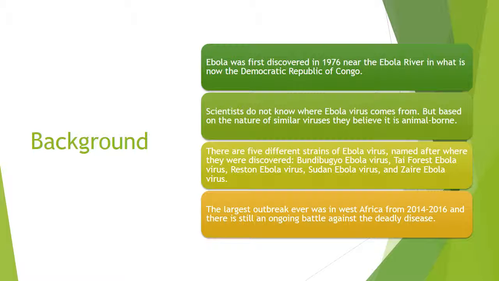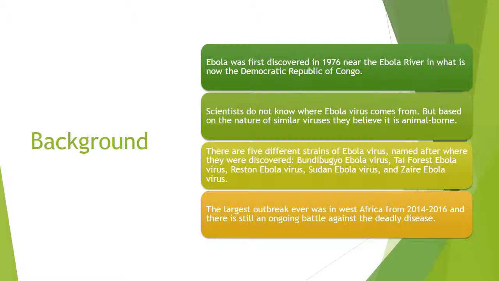Although scientists do not know exactly where the Ebola virus started, they believe that it originated from animals. Of these animals, the most closely related that they think it originated from is bats and monkeys. There are 5 different strains of the Ebola virus, as you can see in the slide deck. They are given these names from the areas in which they were discovered.